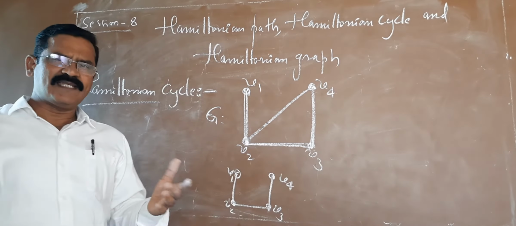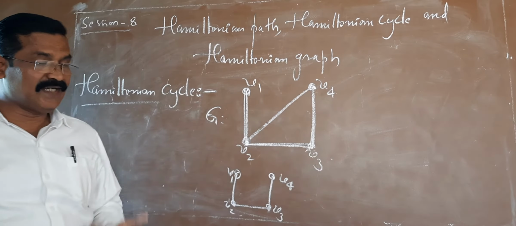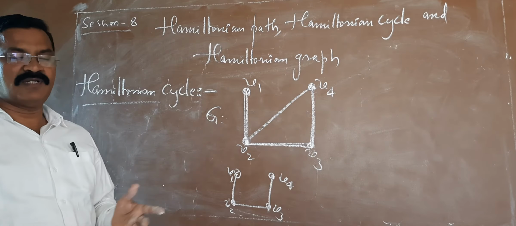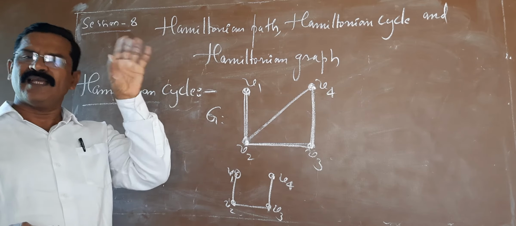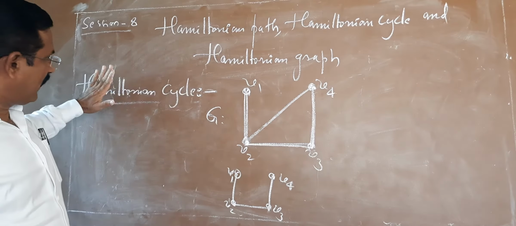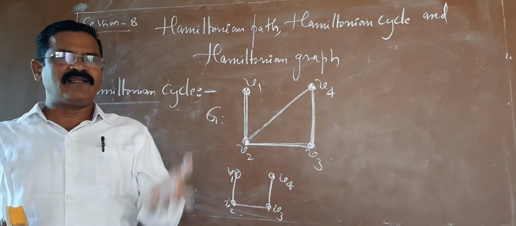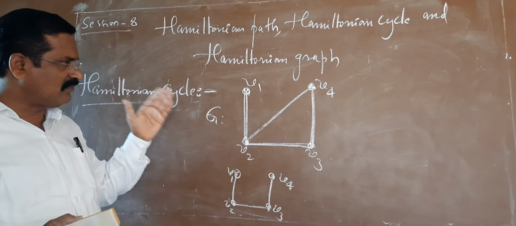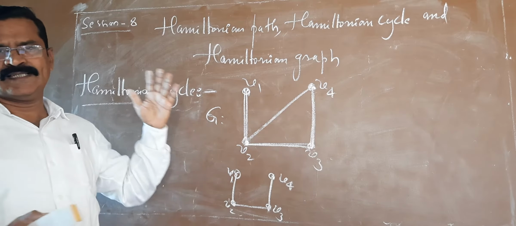Hamiltonian cycle. A simple cycle, a closed path, is called a cycle, which we defined in the previous classes in the previous semester. A closed path is called a cycle, an ordinary cycle. So now, what is a Hamiltonian cycle? A spanning cycle, or a cycle containing all vertices of the graph, is called a Hamiltonian cycle.